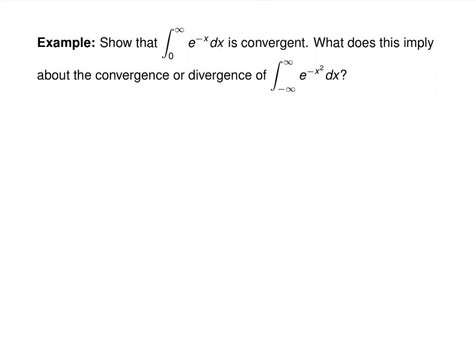So now we're going to show that the integral of e to the negative x dx is convergent. And what does this imply about the convergence or divergence of the integral from negative infinity to infinity of e to the negative x squared?